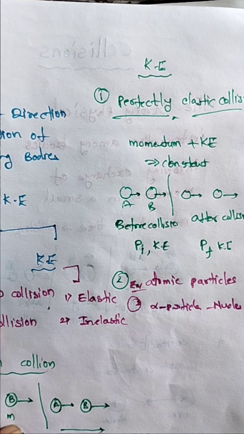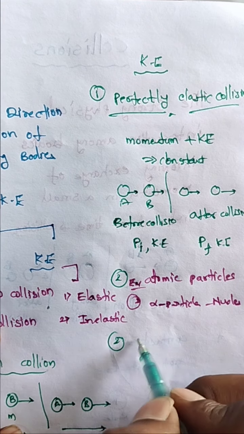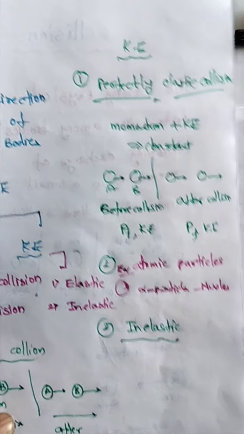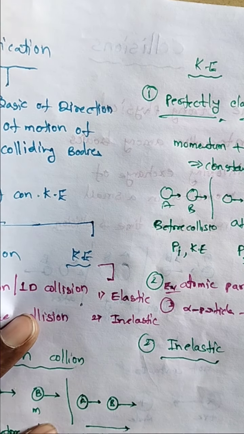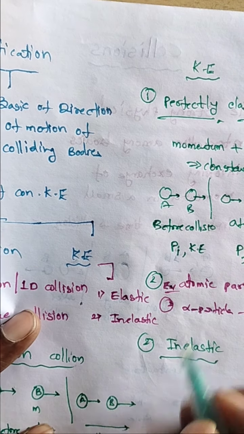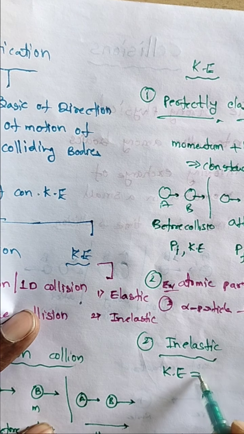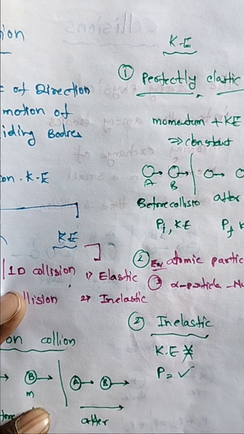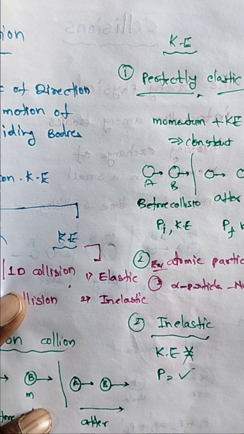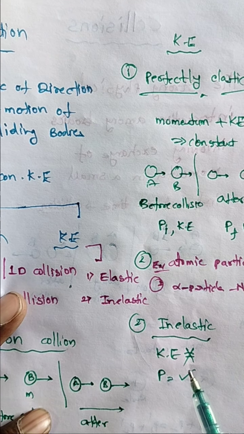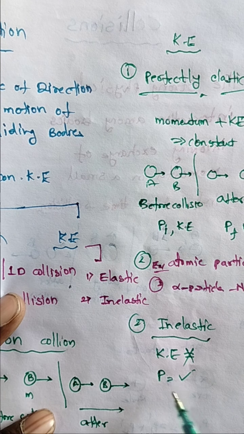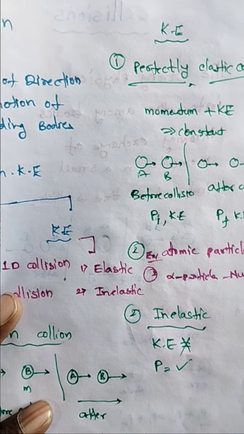And the second type is the inelastic collision. In an inelastic collision, what happens? Their kinetic energy is not conserved, but their momentum is conserved. So a collision in which kinetic energy is not conserved, but which obeys the law of conservation of momentum, is called an inelastic collision.